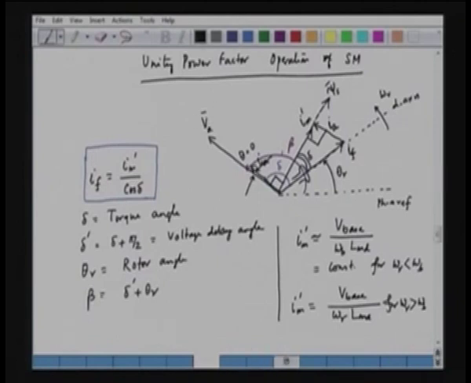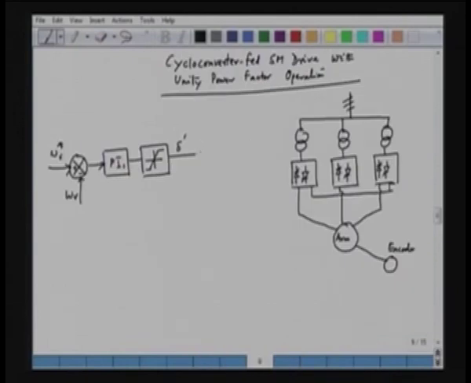And here we add this with the rotor angle. We have a phase delay block. It's simple, it's an addition of delta prime with theta r, and what we obtain is beta. And this is the cycloconverter. This is the cycloconverter module that we have.